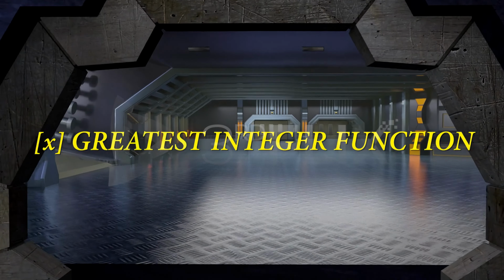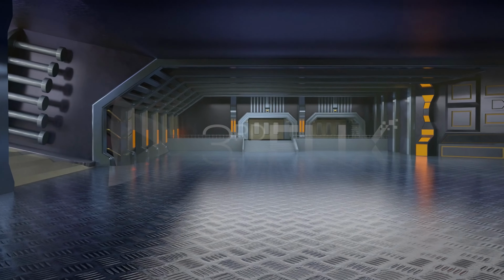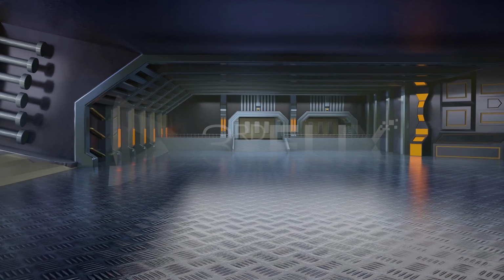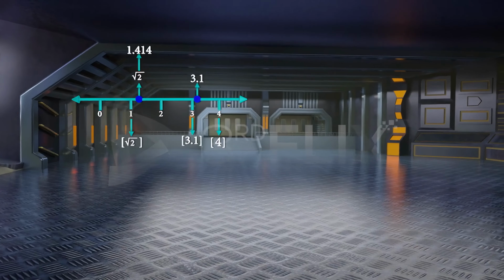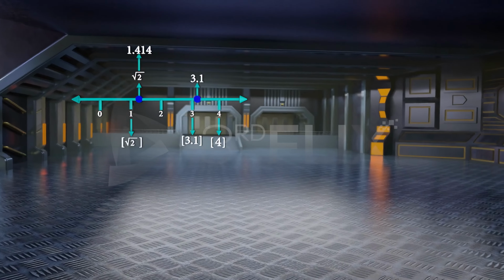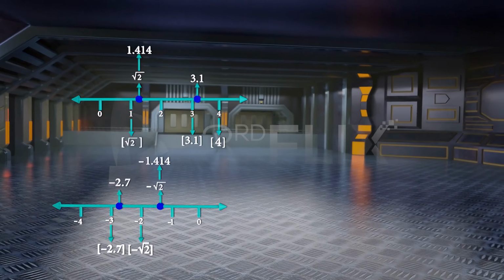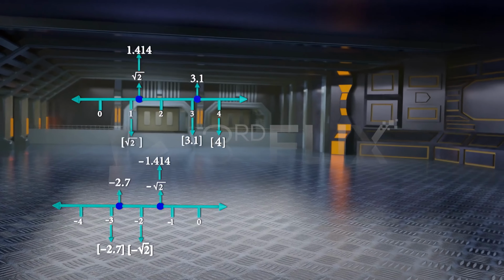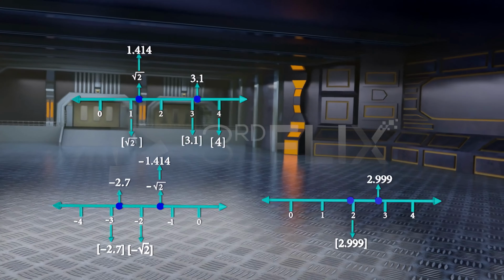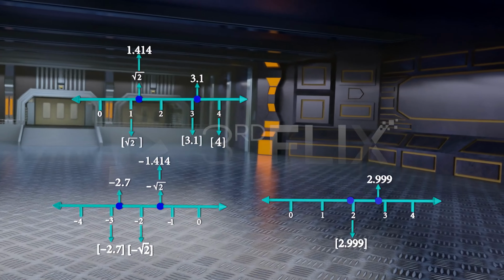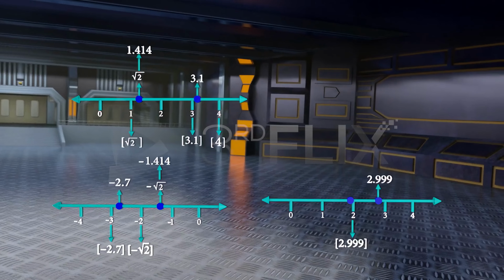Greatest integer function. The greatest integer function has its own notation and tells us to round whatever decimal number it is given down to the nearest integer, or the greatest integer that is less than the number. The graph of the greatest integer function resembles an ascending staircase.